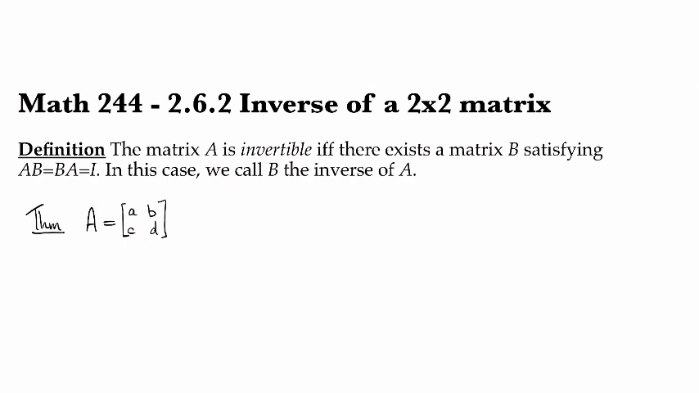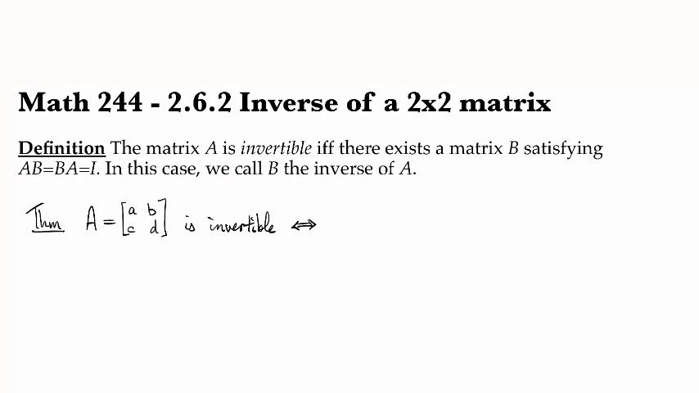But for just 2 by 2, this matrix is going to be invertible if and only if, so that's my little double arrow here, AD minus BC is not equal to 0. And this number here is called the determinant.